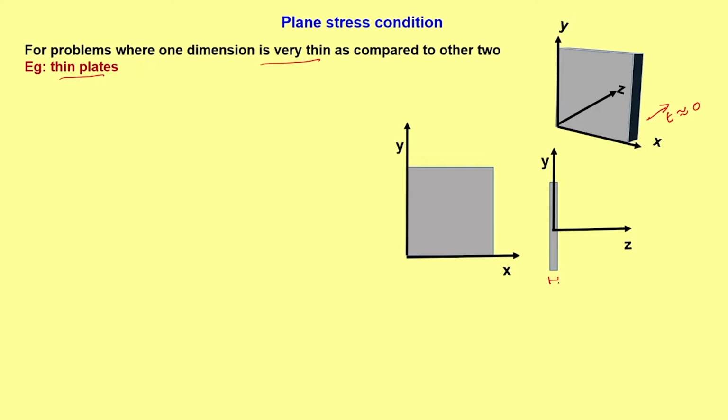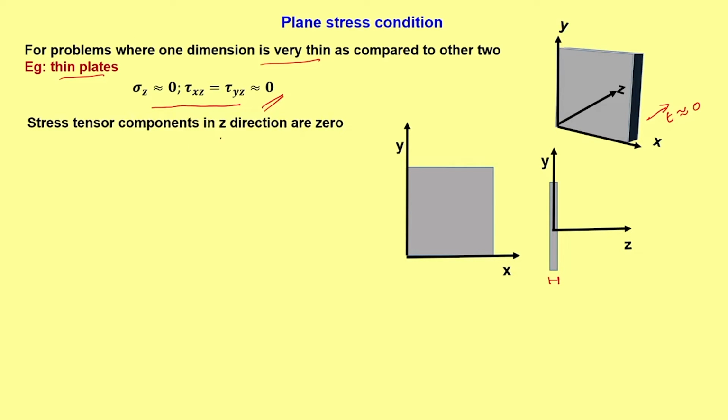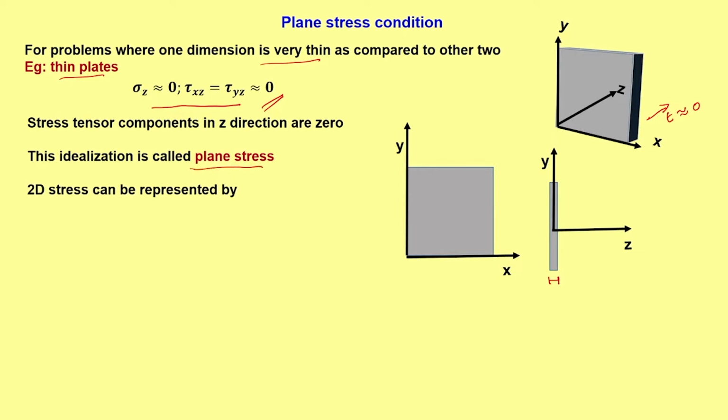You can see here the thickness is very small as compared to the area of cross section in the xy plane. Because of this, one can always approximate the stress acting in the z direction, sigma z, as well as shear stress components tau xz and tau yz, to 0. Stress tensor components in z direction are 0. This idealization is called plane stress. So stress in one direction being 0 is plane stress. Strain in one direction being 0 is plane strain.